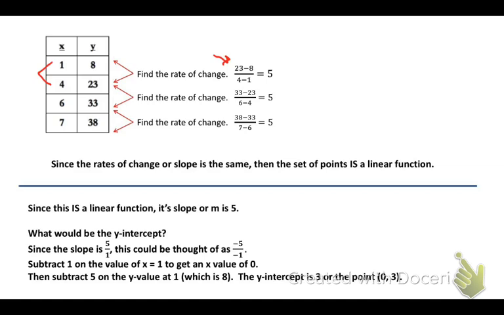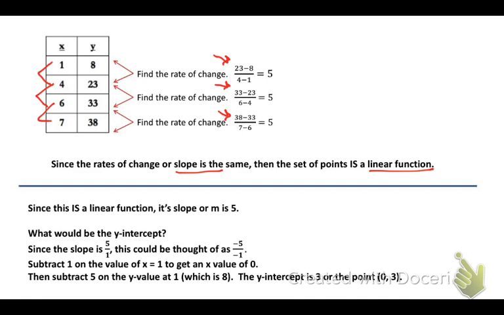So now we'll take our next set of y values, 33 minus 23, and our next set of x values, 6 minus 4, and I get another 5. So I can see that so far I am changing at a steady rate. As my y values are changing, so are my x values, steadily. Since my rate of change, or slope, is the same, this definitely is a linear function.